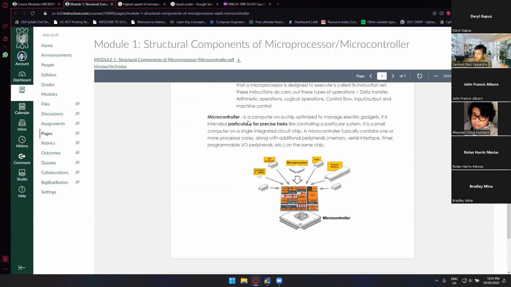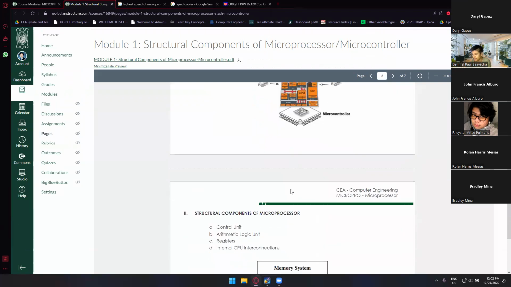For the microcontroller, again, it is a computer on a chip optimized to manage electric gadgets or a certain standalone device. So a microcontroller has those parts. We have an oscillator, an AC/DC converter, the microprocessor itself, and of course it has RAM, it has program memory, and so on and so forth. Making that one a microcontroller, this one right here.